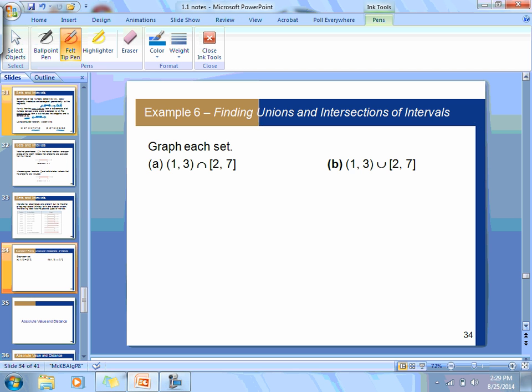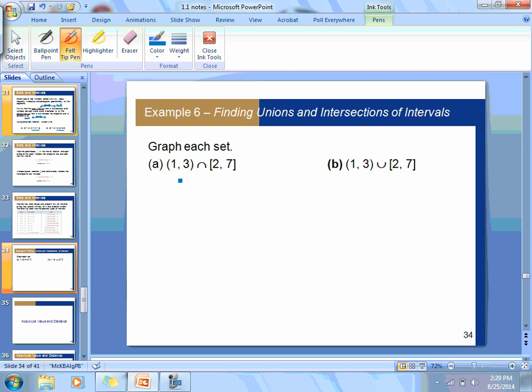Okay, so for example 6 here, we're going to graph each of these sets. Now this is what's new. Here you've got your set notation and your interval and your union and your intersection notation. So it's taking two somewhat new concepts and putting them together in one problem. But we can draw this graphically if we'd like to.